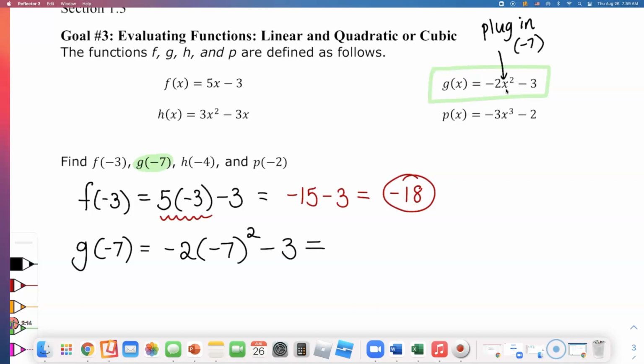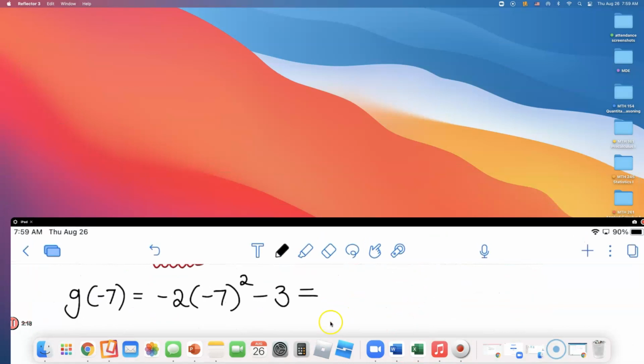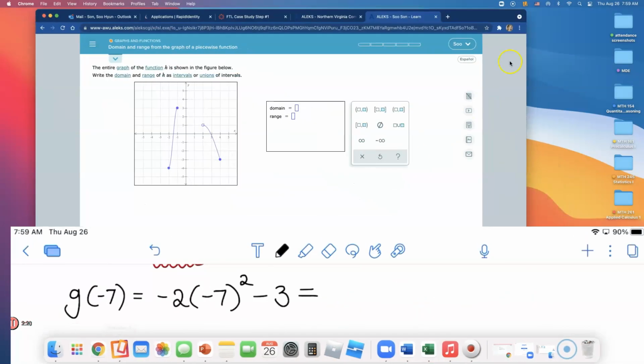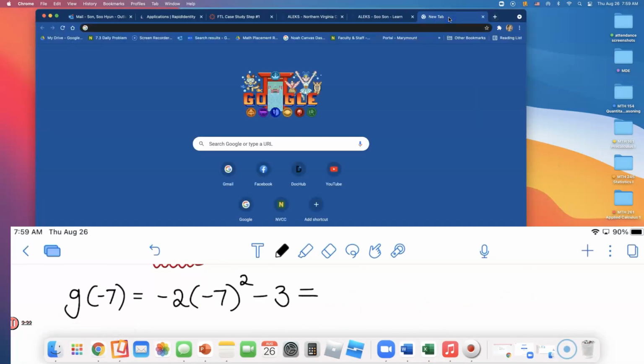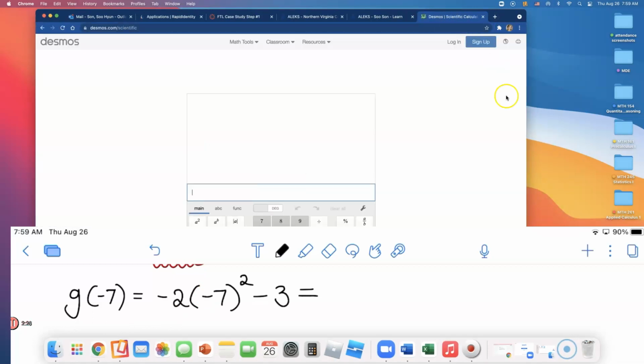We can do it without a calculator. I know you guys know how to do PEMDAS, but just want you to know that if you have a scientific calculator, you can use it. So I'll go ahead and plug it in here: negative 2 times negative 7 squared minus 3. I got the answer is negative 101. Okay, let's do another quadratic function.